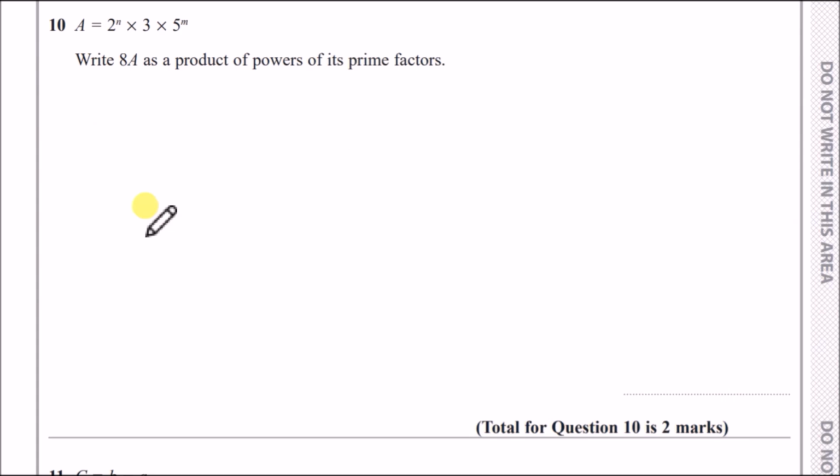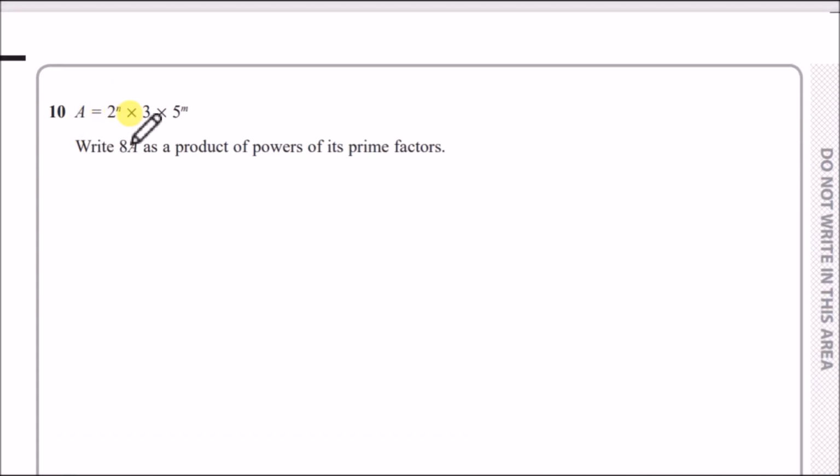So we got a equals 2 to the power n times 3 times 5 to the power m. Okay, so looks like we got a couple of prime numbers here. Now write 8a as a product of powers of its prime factors. This kind of question is literally telling us that we have a already, and now they want us to find 8a and rewrite it as a product of powers of prime factors. So first things first, let's multiply this whole equation by 8 and see what 8a actually gives us. So we have 8a, that now gives us the same expression.